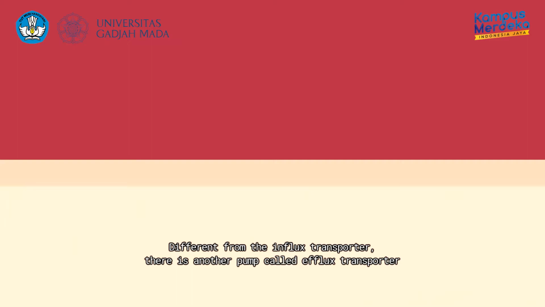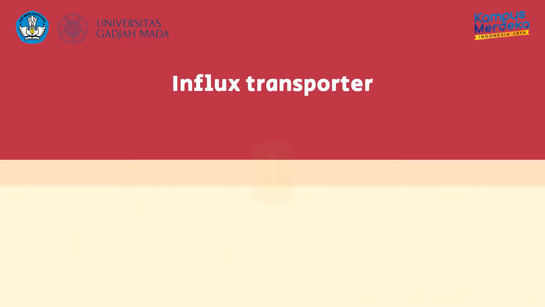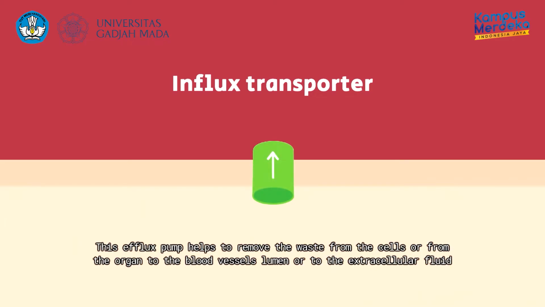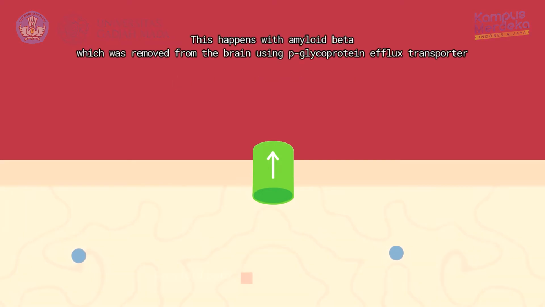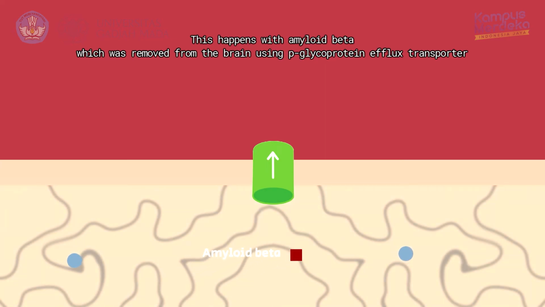Different from the influx transporter, there is another pump called the efflux transporter. This efflux pump helps to remove waste from the cells or from the organ to the blood vessel lumen or to the extracellular fluid. This happens with amyloid beta, which is removed from the brain using the P-glycoprotein efflux transporter.